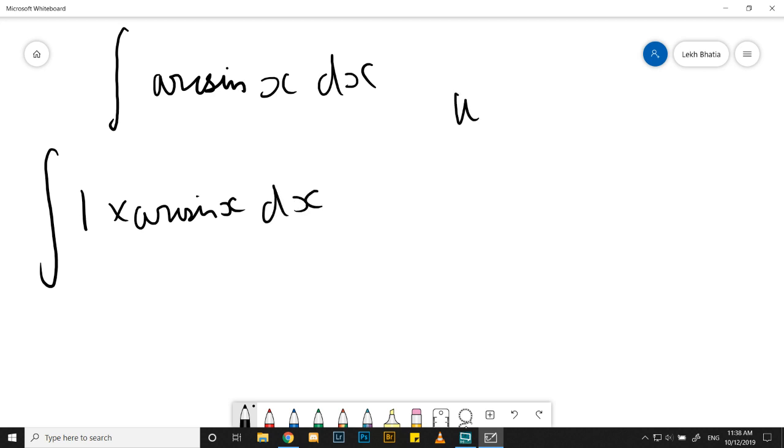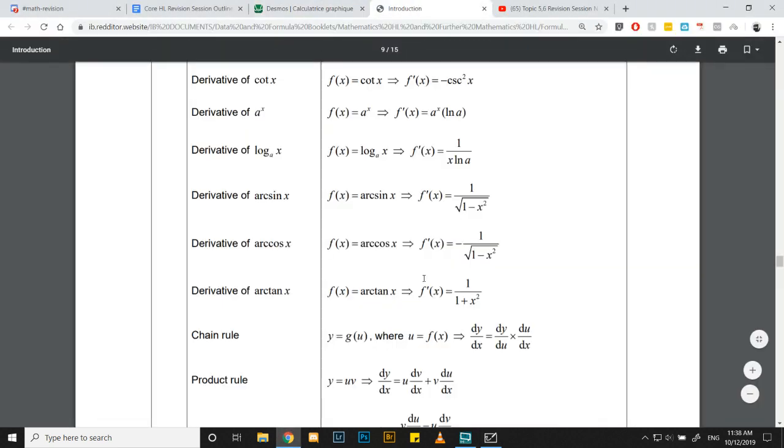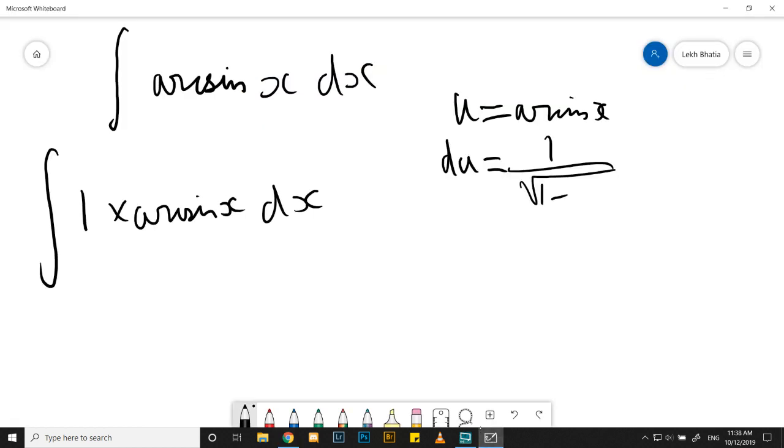And what you do is you'd set u is equal to arc sine of x, right? And then you would say du is equal to the derivative of whatever this is, which is some weird complicated function. So if I just check my formula booklet, it's 1 over square root of 1 minus x squared. And then dv, so the dx over there, could be 1, which should be 1 dx, and then v should just be x.